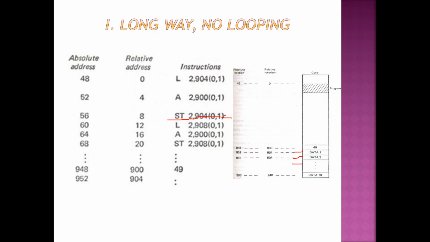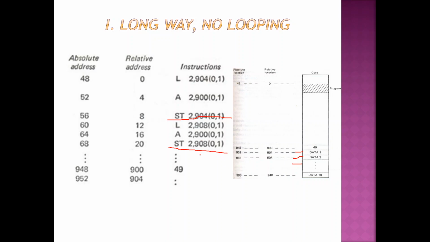First 3 lines, it is going to add 49 with the first data. These 3 lines, it is going to add 49 with the second data. So what happens? From 904, take the first data, load it in register 2. From 900, take 49, add with register 2. Whatever is the sum present in register 2, put it back in 904. Same thing. Load the second data from 908 to register 2. Add the contents of 900, which is 49, with register 2. Store the sum back in 908.